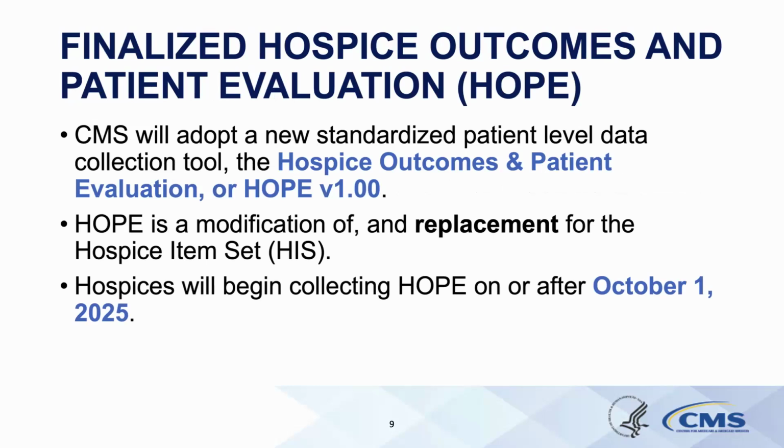To support both of these new measures, as well as the 4 measures already adopted in the HQRP, we also finalized the decision to adopt a new standardized patient-level data collection tool known as the Hospice Outcomes and Patient Evaluation, or HOPE, version 1. We have previously described HOPE as an entirely new collection tool. However, we do believe that it's better described as a modification of and replacement for the existing HIS tool. CMS will begin collecting HOPE data on or after October 1st, 2025.